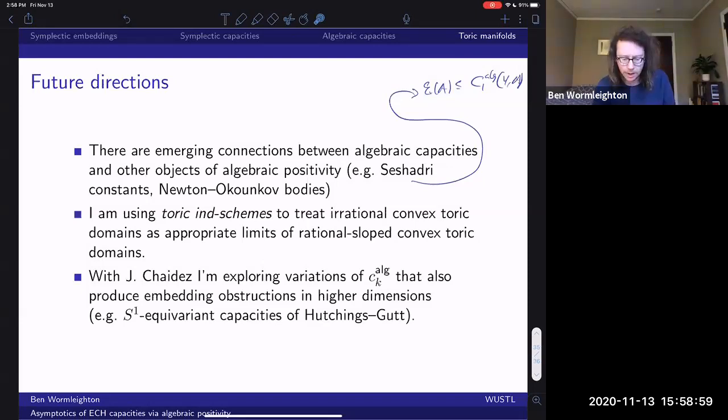One of the current projects I'm engaged in is using toric ind-schemes. So these are sort of colimits of varieties, if you like, sort of countable unions of varieties.